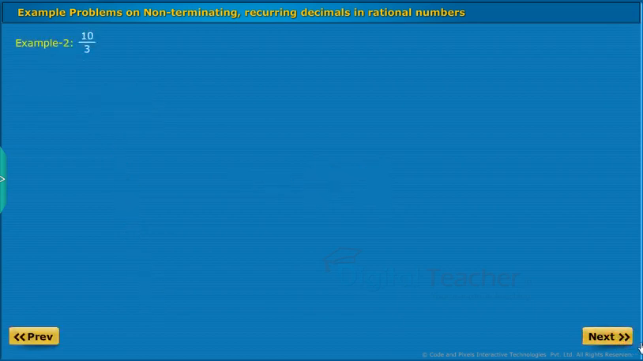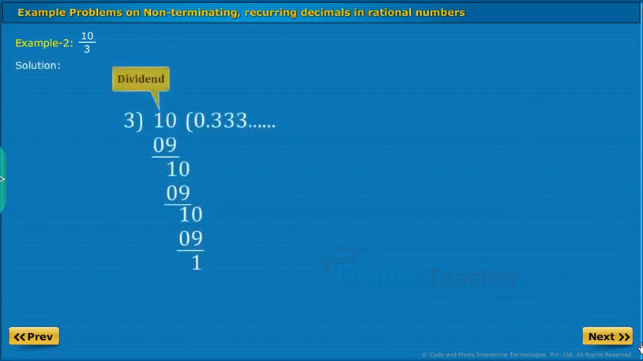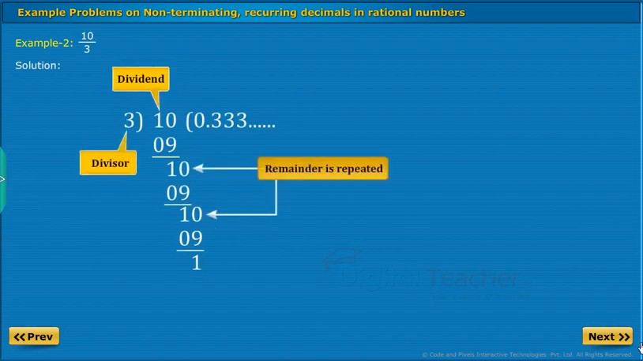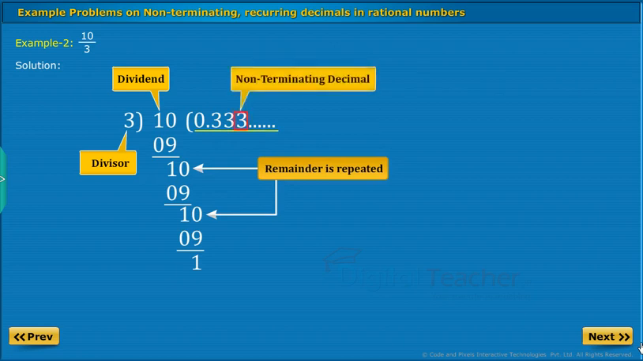Let us consider example 2. It is to expand 10 by 3. Here, when the dividend 10 is divided by divisor 3, the remainder repeats itself. Also, a decimal number in the quotient repeats itself without termination. In this example, as 3 is repeating itself, hence it is a non-terminating decimal. So, from the above two examples, let us state a theorem.